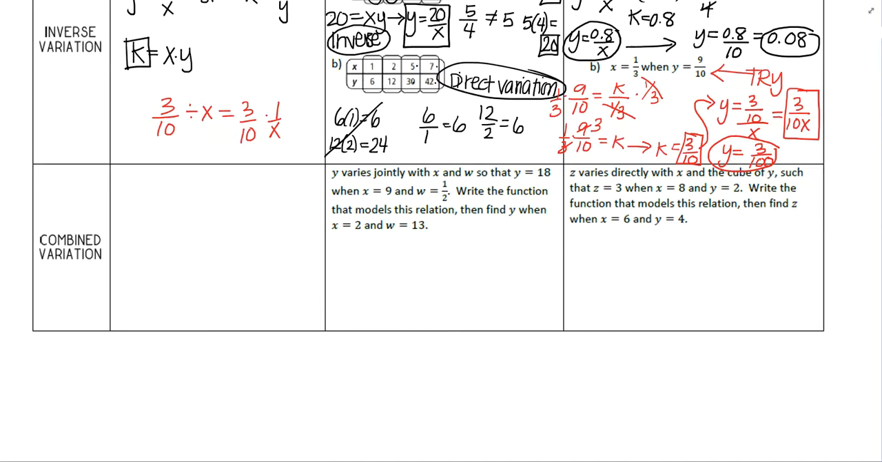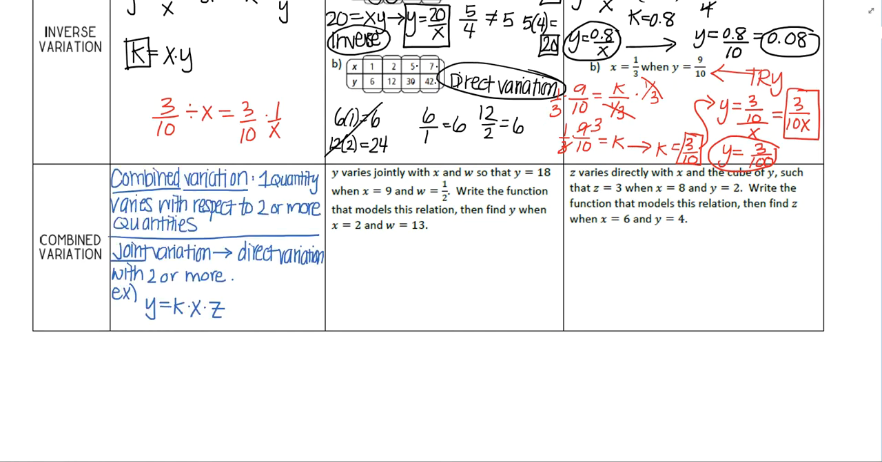To part 3 of 5.4, inverse variation. So in the last part we're going to look at combined variation, specifically a type of combined variation called joint variation. So combined variation is when you have one quantity that varies with respect to two or more quantities.